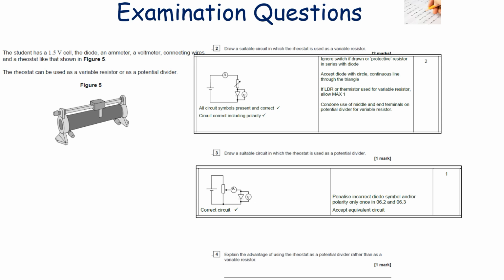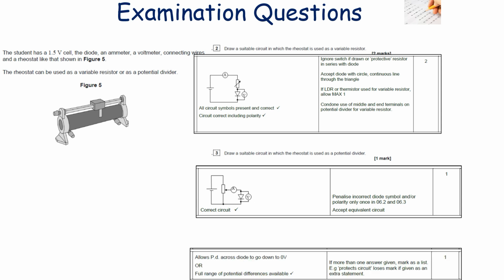Now you've just got to learn why we'd sometimes have our rheostat as a potential divider, and the fact is, when you've got your rheostat as a potential divider, the PD across the diode can go to 0 volts, or you can get the full measurements of potential difference, means the same thing, because in this case you can actually take all the potential difference from the diode to the rheostat. Now that'll never happen when they're in series, because when they're in series they'll ratio with each other, so they'll always have a certain amount for each one.